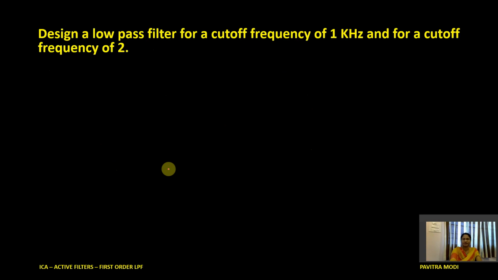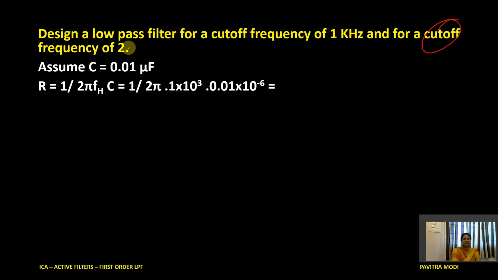And that's all about low pass filter design. Let me consider a simple substitution problem. Design a low pass filter for a cutoff frequency of 1 kHz and for a gain of 2. Therefore we are given fH of 1 kHz and AF equal to 2. Therefore assume C less than 1 microfarad. Here I have considered C equal to 0.01 microfarad.